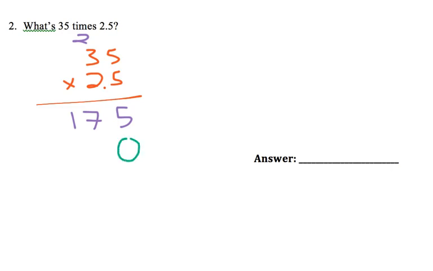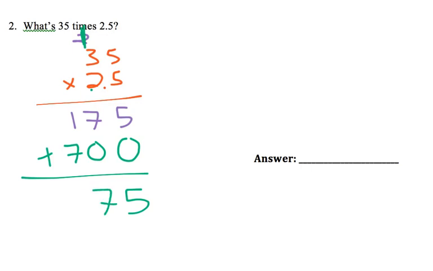Now we're going to move over to the next place value, but before we do anything, we've got to mark off this. And now we can do 2 times 5, 10. Bring up the 1. 2 times 3, 6, plus 1, 7. So now we're going to add these products together. 5 plus 0 is 5. 7 plus 0, 7. 1 plus 7, 8.